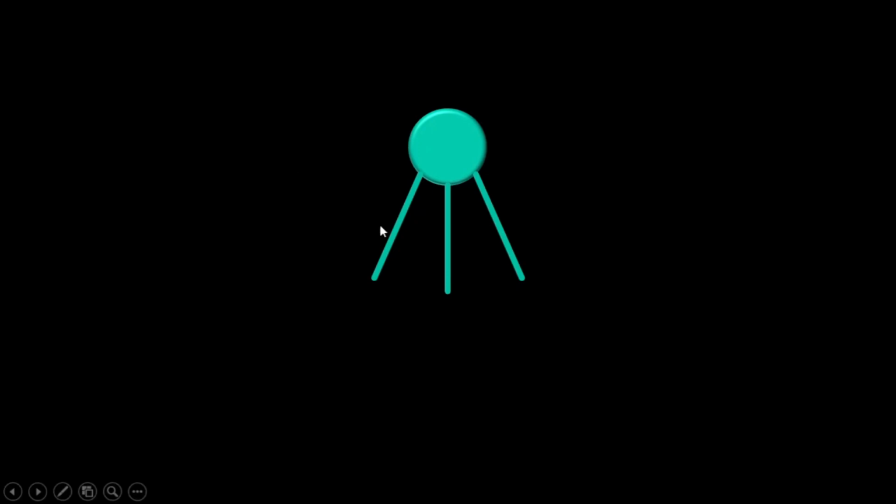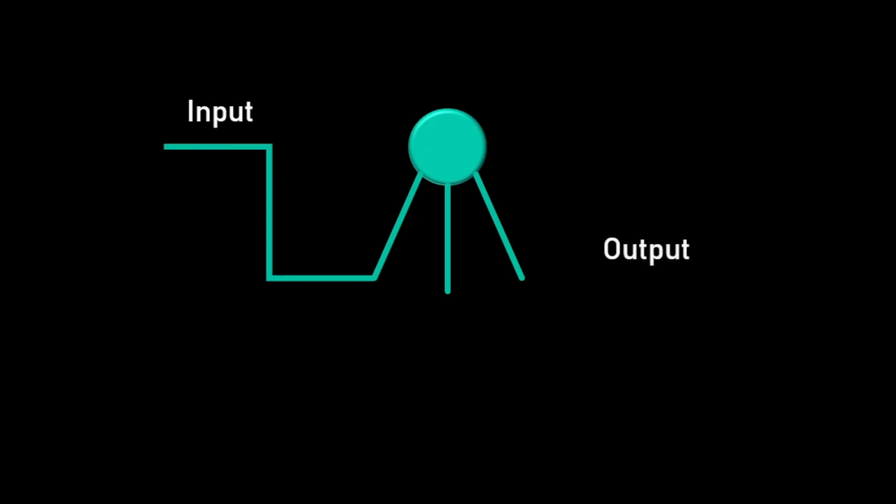A transistor has three wires. The very first wire is used for getting the input signal. The last wire, that is the third wire, is used for sending the output.